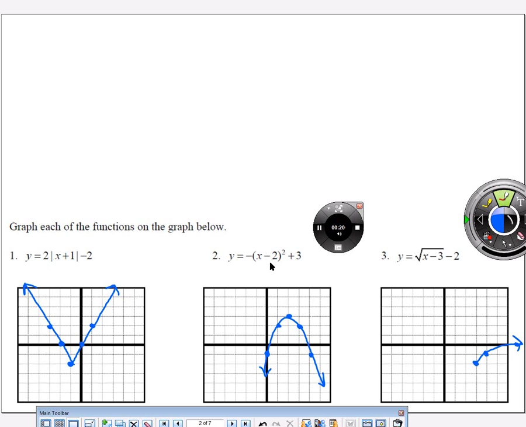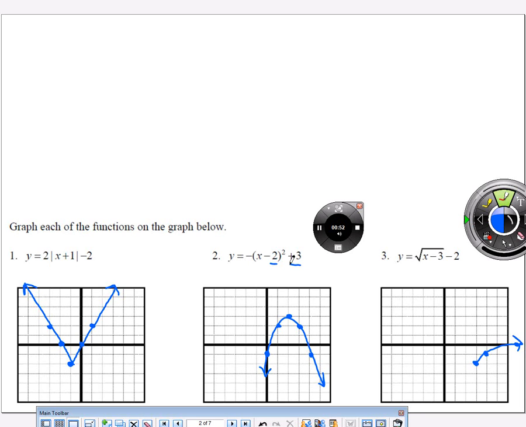In the other two functions, we really had to use what the parent function looks like and then do the transformations. So in the quadratic here, the transformations is that there's a translation 2 to the right and 3 up. That's why you see the vertex at 2, 3. Okay. The only other transformation is that rather than facing upward, it's been reflected so that it faces downward. So I used the same pattern of points from the parent function, but downward. So 1 away from the vertex was 1 below it. 2 away from the vertex was 4 below it.